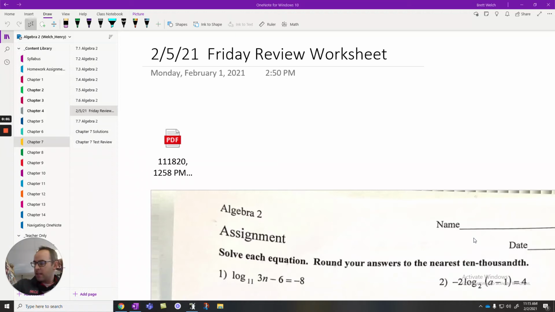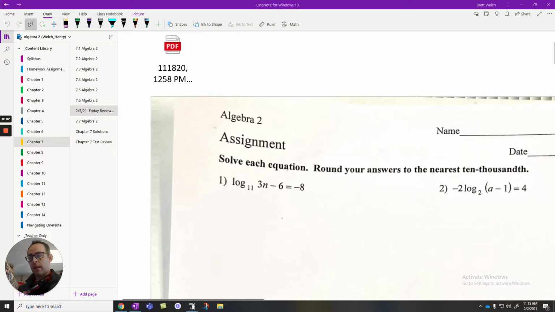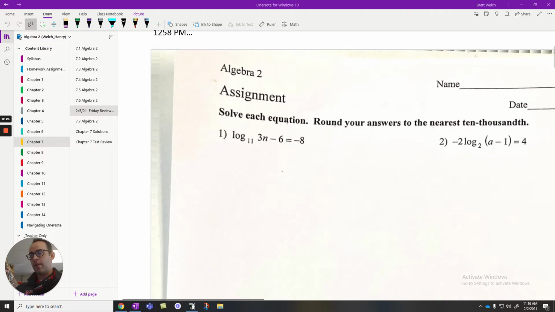Hey guys, so this is Friday's assignment. You should have gotten the worksheet packet in class on Wednesday or Thursday, but if you weren't there or you didn't get access to it or you lost it, this is the worksheet packet right here on this page in OneNote, so you can access it that way.